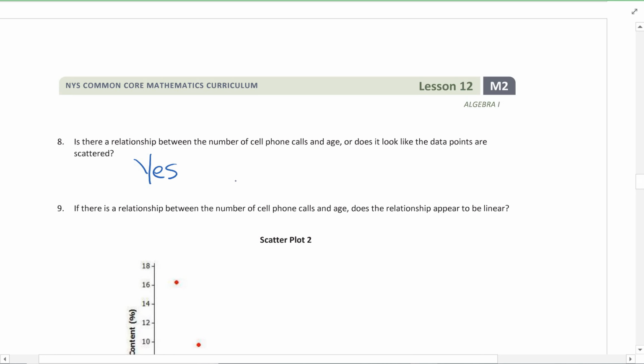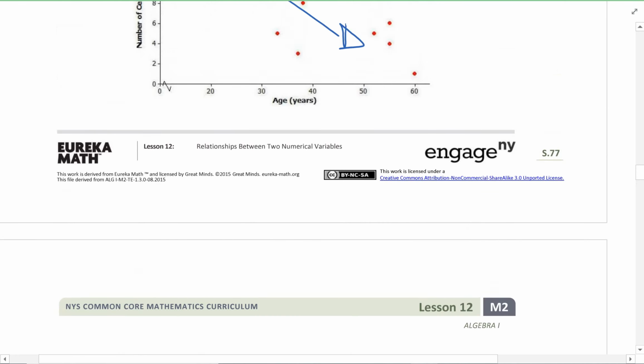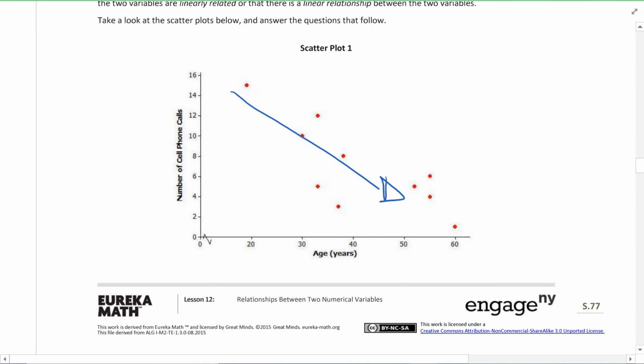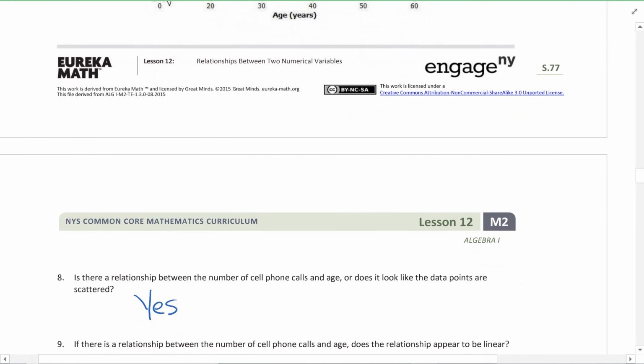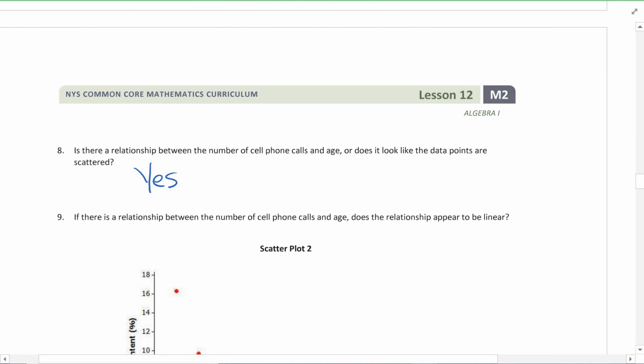If there is a relationship between the number of cell phone calls and age, does the relationship appear to be linear? Again, our only 3 choices are linear, exponential, and quadratic. This doesn't look exponential, and it does not look quadratic. So, I'm going to say, yeah, it looks like it's linear. Again, it's a weak correlation, but it's still a correlation nonetheless.